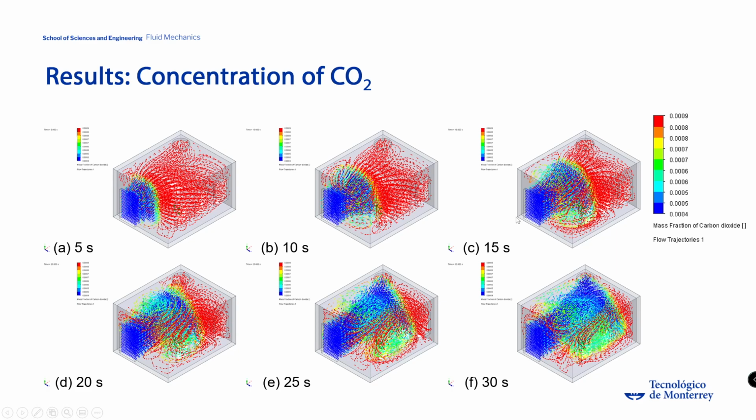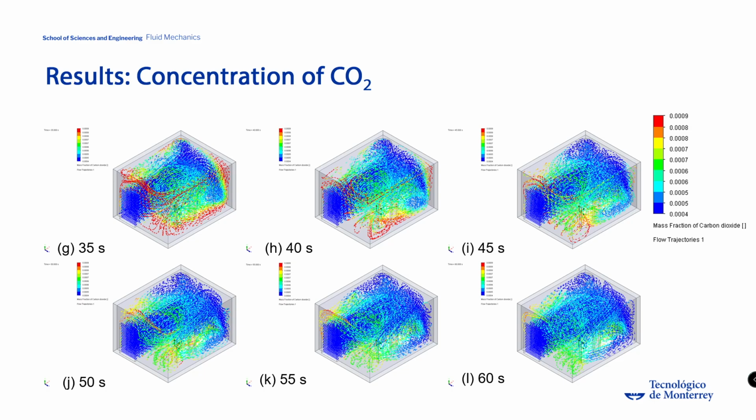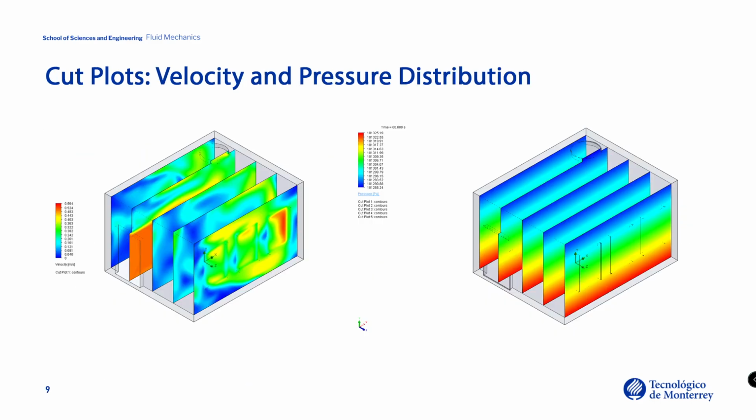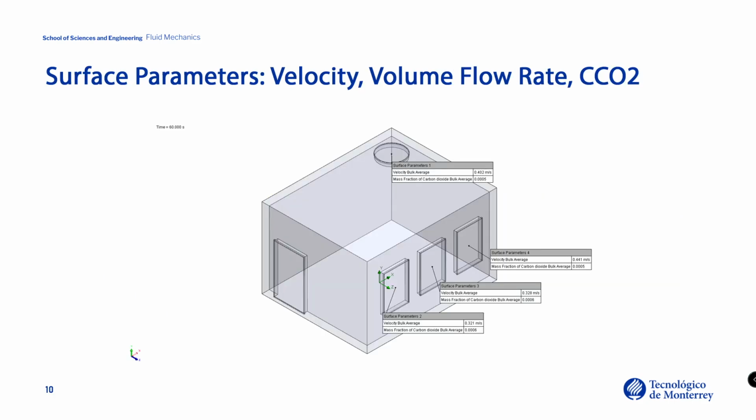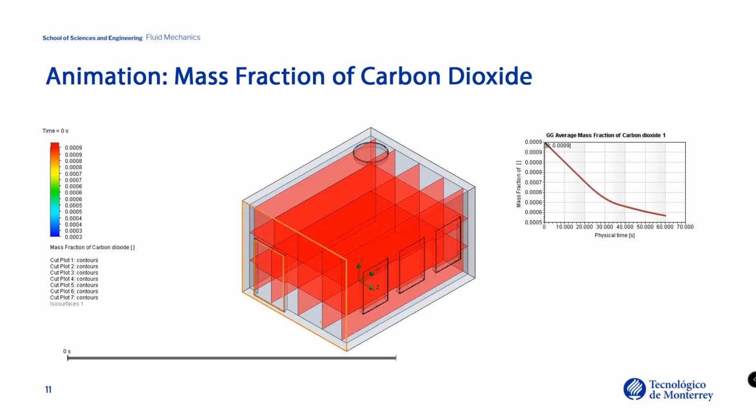At the end we will end up with some plots like this one. This is showing the flow trajectories at different times, and you can see how the concentration, the mass fraction of carbon dioxide, is changing in time. Here I have times up to 60 seconds, but you can obtain values beyond that point. These are the contour plots or the cut plots for the velocity and pressure distribution, and you can also obtain some specific values or parameters, obtaining the surface parameters for the velocity, the volume flow rate, and the concentration of CO2.